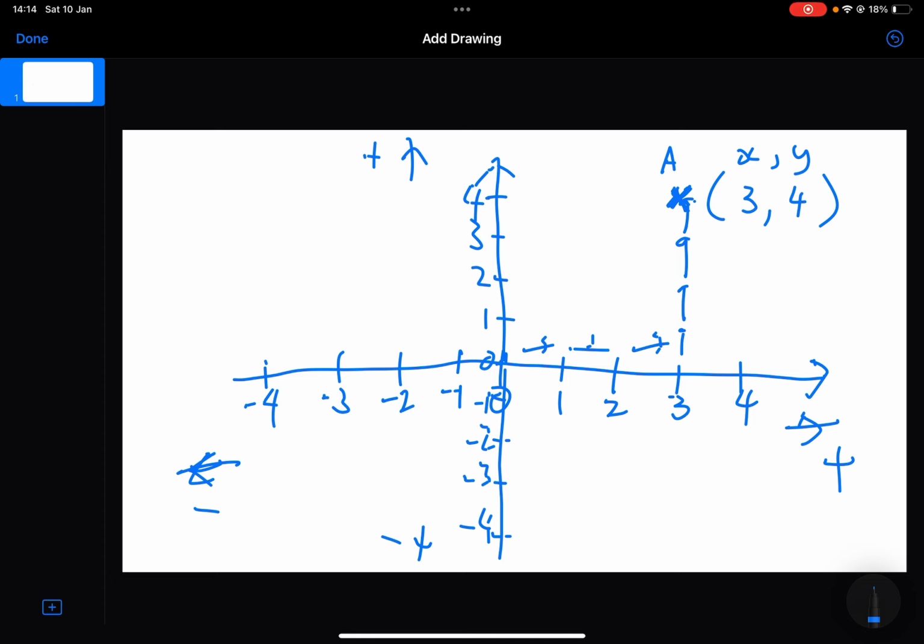So every point on this coordinate plane can be specified by a coordinate.